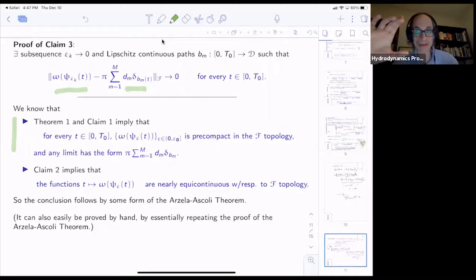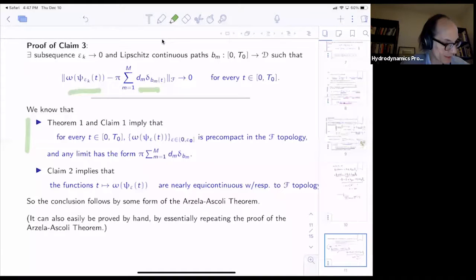This can be seen by totally elementary arguments. It's like a point in an m-fold copy of this domain D. It's like a point in a finite dimensional space, basically. And so by putting this together, we find that at any time t, the vorticities of the solutions, if I look at those as a sequence in epsilon, are precompact in this topology, and any limit as I let epsilon go to 0 has this form.